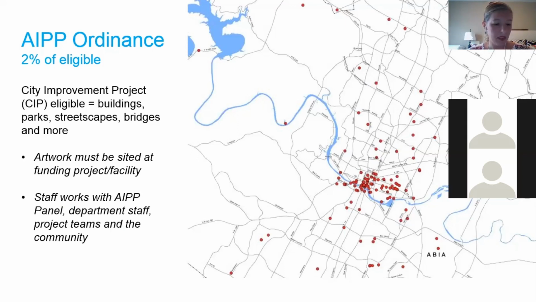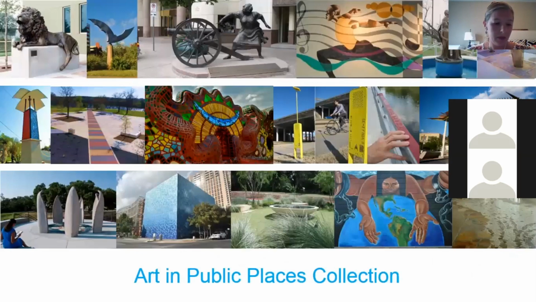AIPP staff manages the creation of new artworks for the collection. We currently have nearly 400 public artworks in over 150 facilities and locations. Our staff also manages repairs, donations, and loans for the collection. Here's some examples of the works in the collection. As you can see, there's a diversity of form, materials, scale, and a mix of exterior and interior pieces.